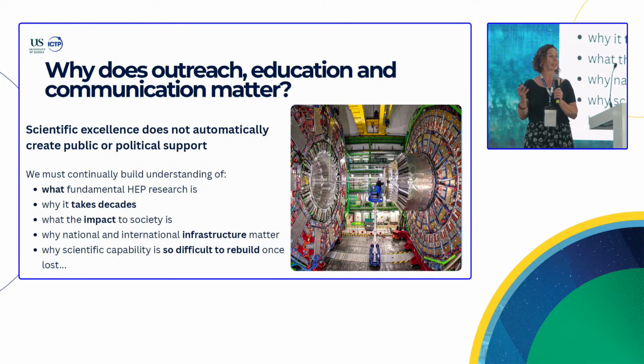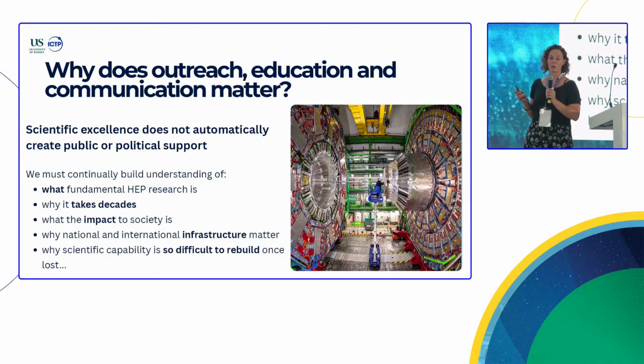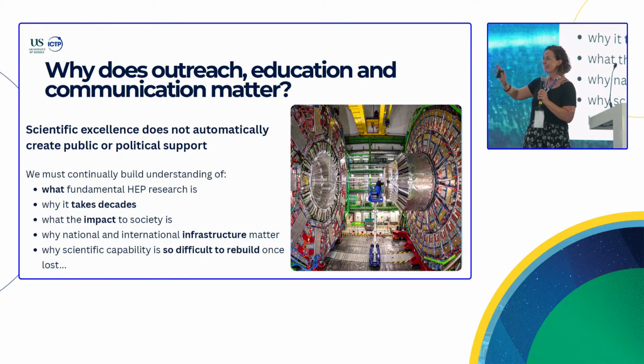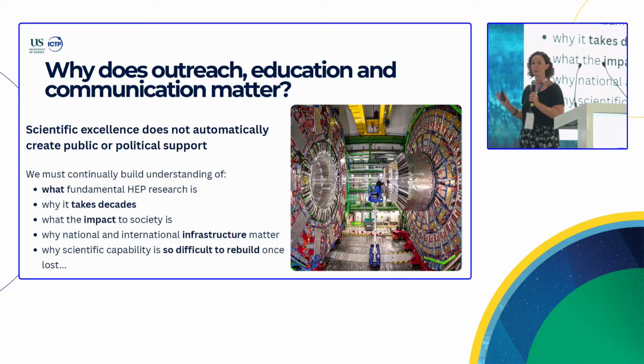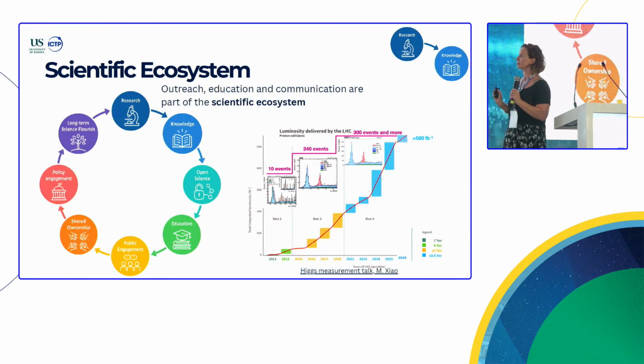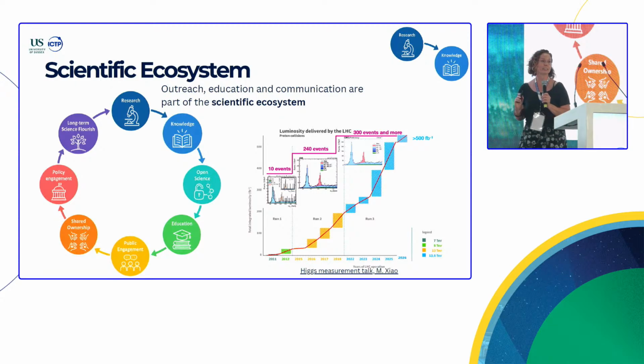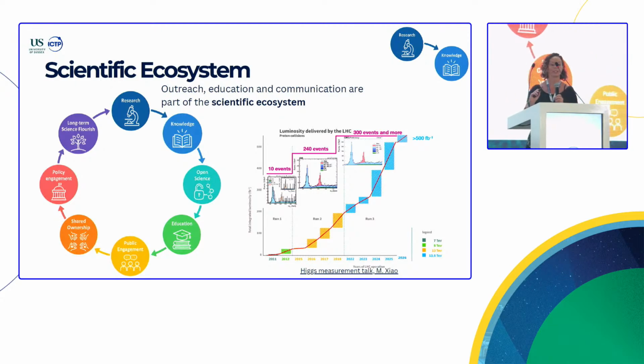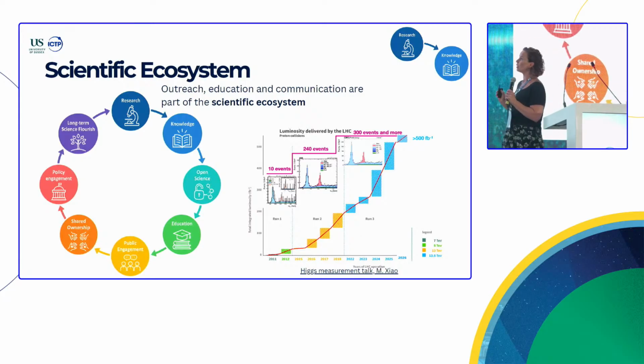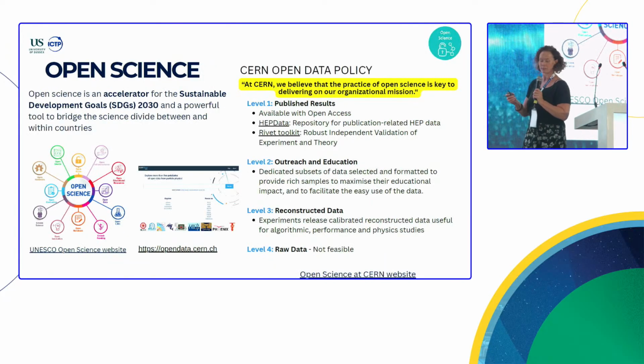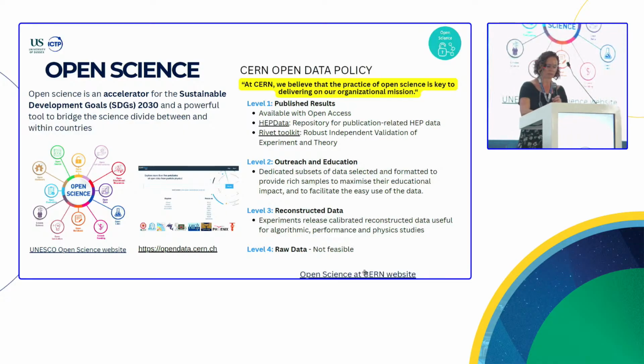We need to talk about what the impact to society is. We need to think about why national and international infrastructure matter. And finally, we need to communicate to policymakers that if we reduce scientific capacity or lack investment in infrastructure, it takes a long time to rebuild these things. So I want to talk to you today about the scientific ecosystem and the role that outreach, education, and communication play.